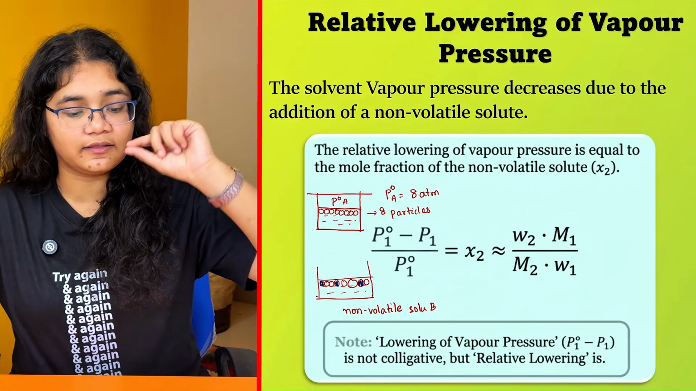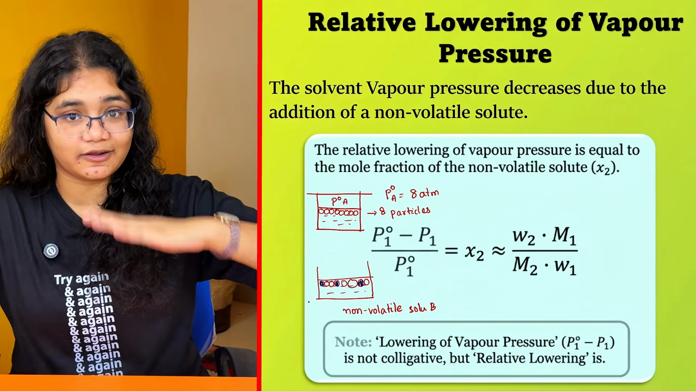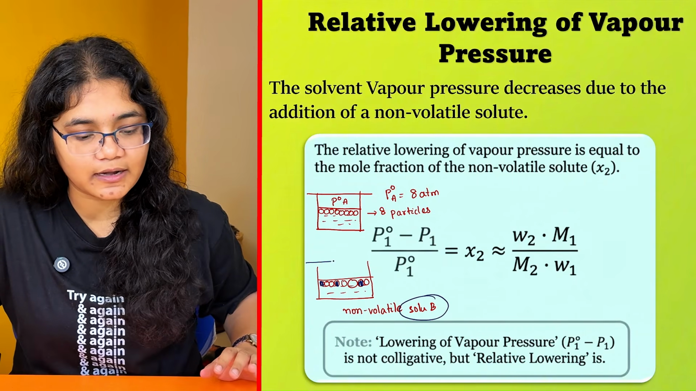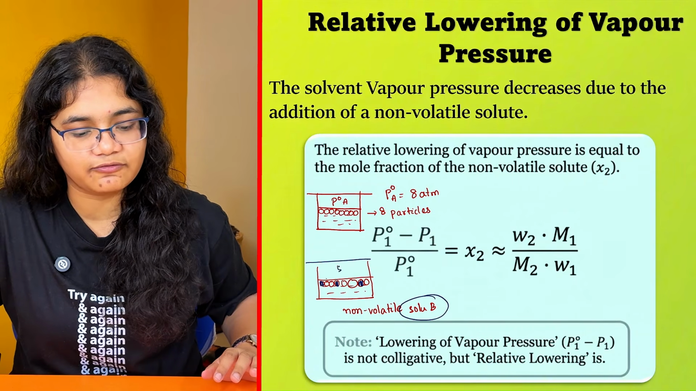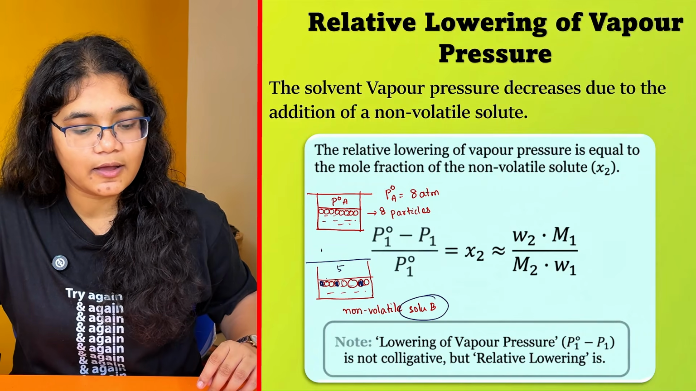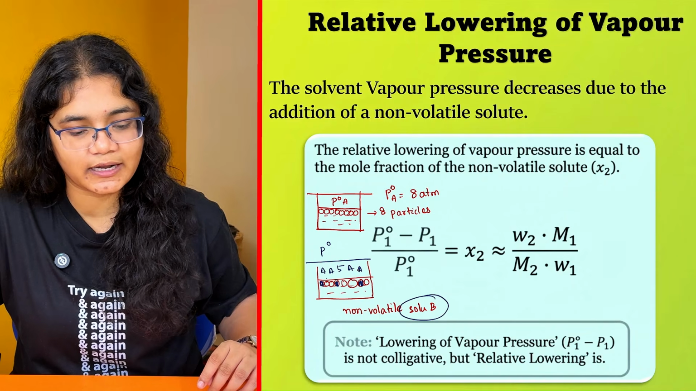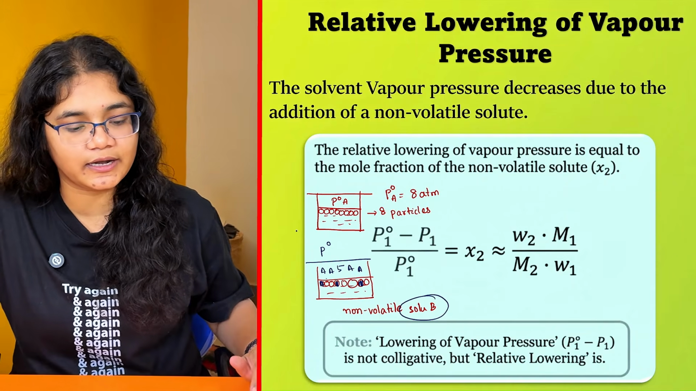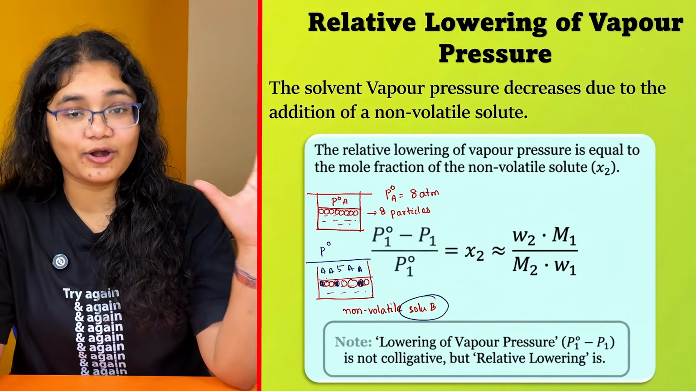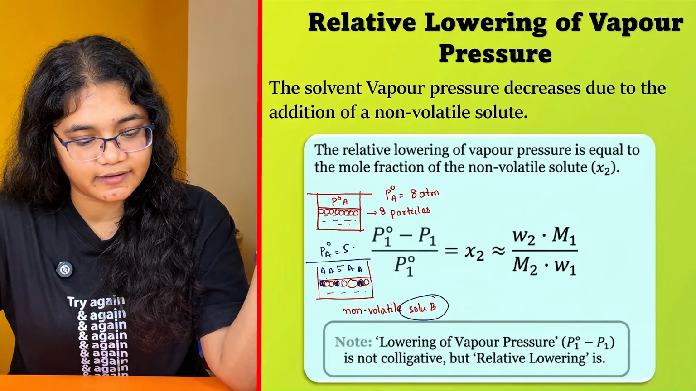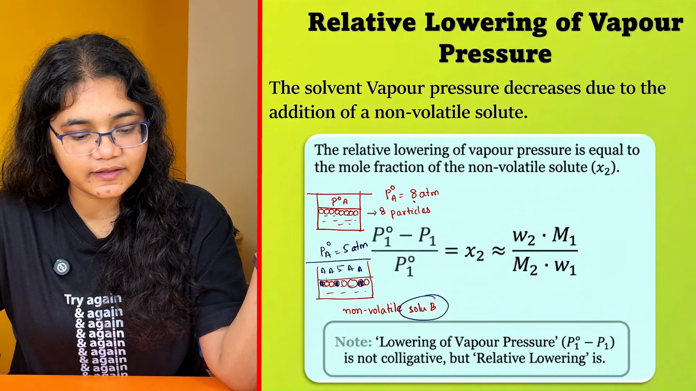So you can see that the number of particles on the surface has now decreased because of the addition of solute B. Now how many particles can evaporate? 1, 2, 3, 4, 5 particles can evaporate. So what is the pressure now? Only A is present in the vapor, because B is non-volatile. B will not evaporate, only A will evaporate, right? So the pressure of A is now 5 atm. You see the difference here?